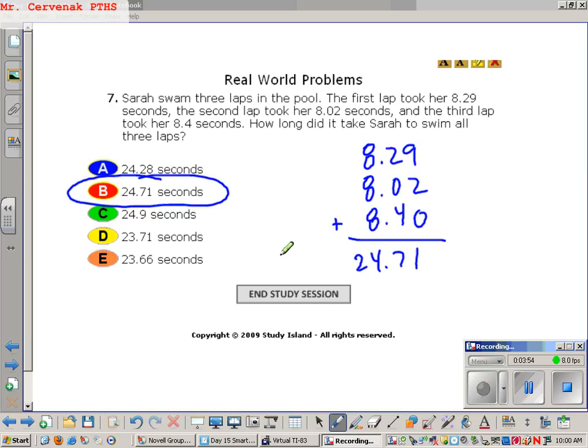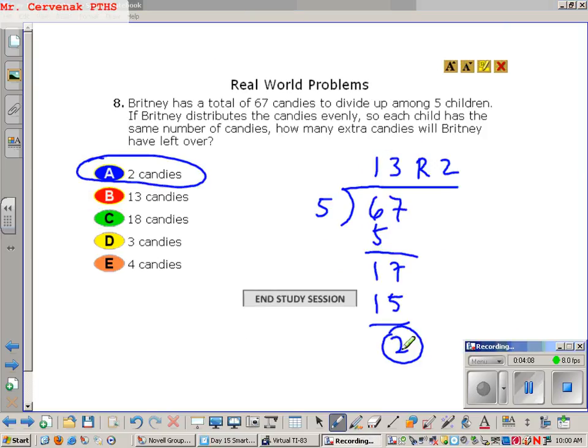This problem involving Sarah and swimming is very straightforward. Add up the 3 lap times, check your arithmetic carefully, final answer 24.71 seconds. There's a problem involving division. Brittany has 67 candies, is going to divide amongst 5 children. So if we take 67 and divide it by 5, we get 13, but there's 2 left over. That's our remainder. So 67 divided by 5 equals 13 with a remainder of 2. This question wants to know what the remainder is.